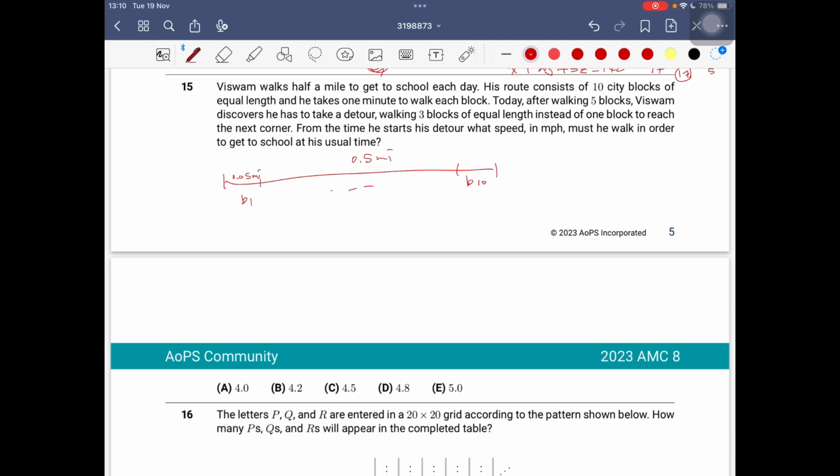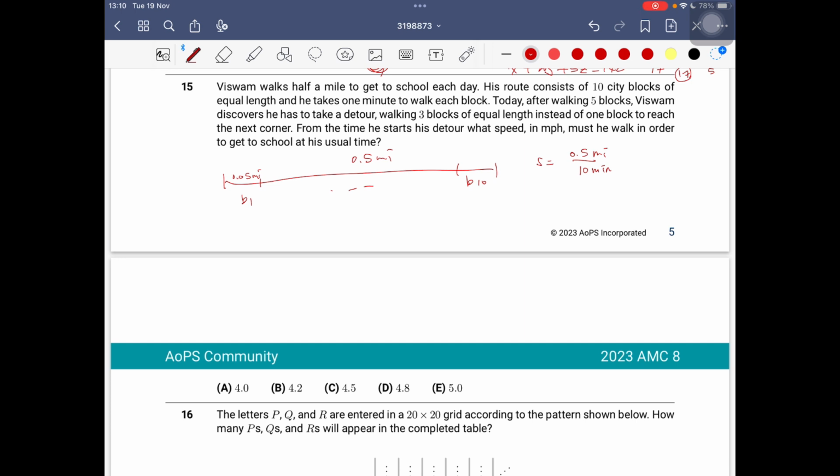From the time he started his detour, was speed. This is a little bit confusing. So he takes 1 minute. So usually his speed is half a mile over 10 minutes. This is his normal speed because it takes 1 minute for each block.